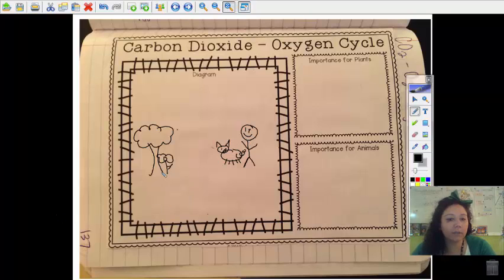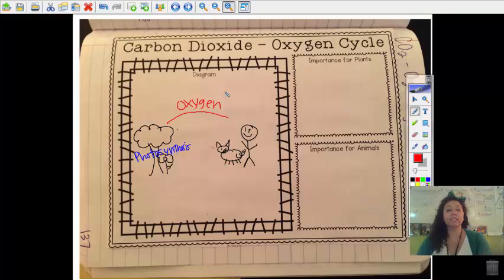The first thing we want to focus on is how the plants are going to undergo photosynthesis. We know that plants have to go through photosynthesis in order to make their own food. When the plants make their own food, they're going to produce glucose, and they're also going to release oxygen. So the plants give off oxygen. They release oxygen into the atmosphere.